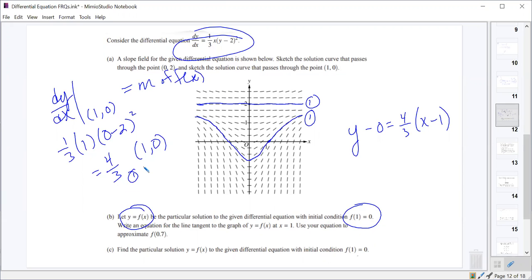Getting the slope here was 1 point, and getting the equation was a second point. Everybody good there?